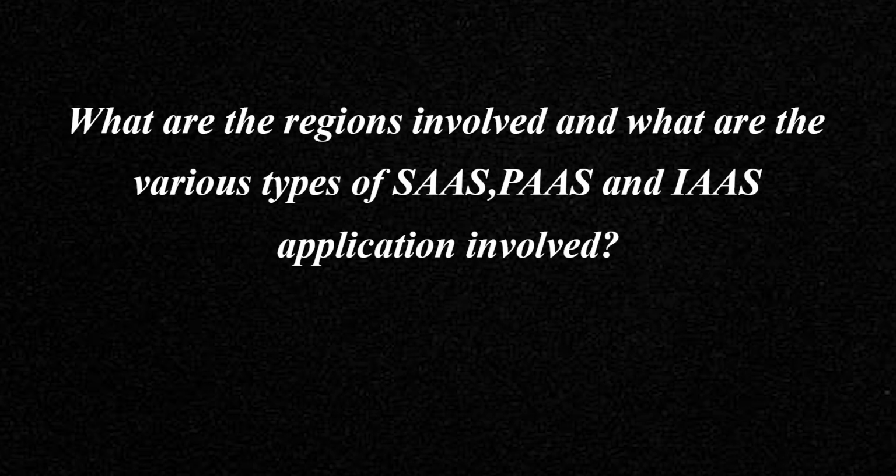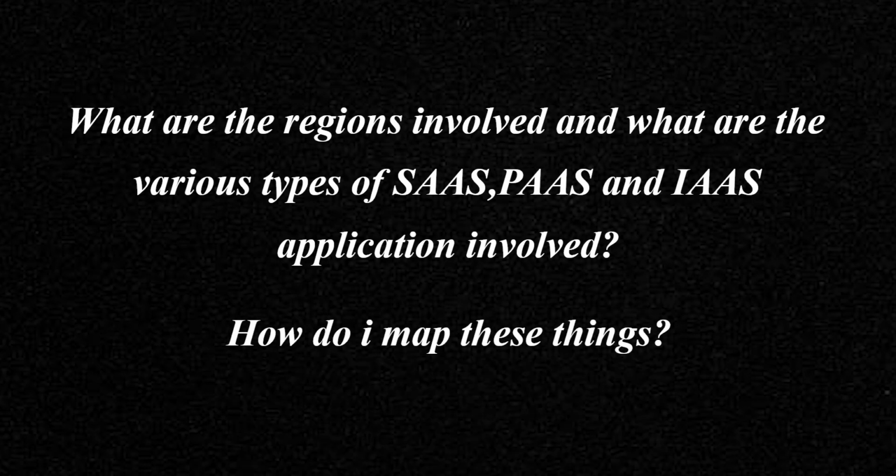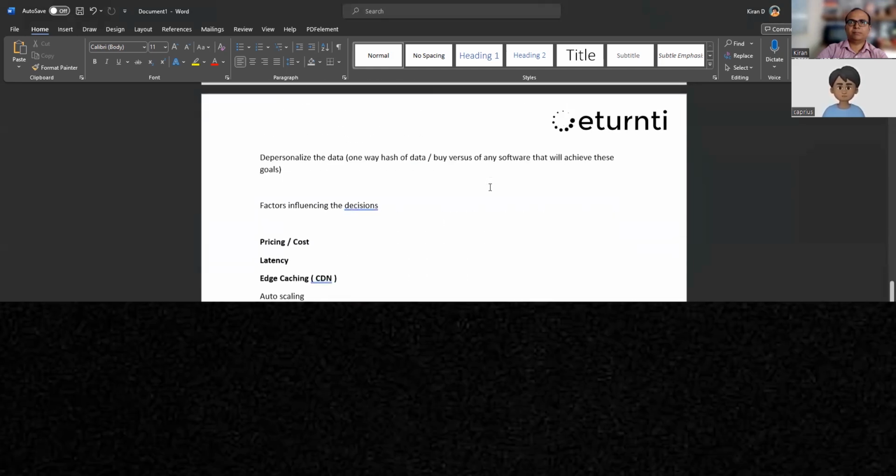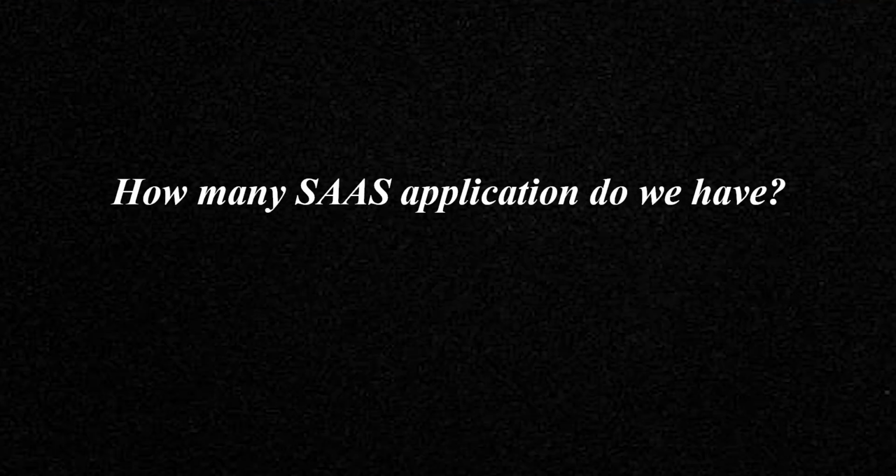So based on this, I need to see, I mean, how do I map these things? I'm right now concentrating more on B2E and B2B. So I've collected the data sets in terms of how many SaaS applications we have, how many IaaS, and how many PaaS applications we have.